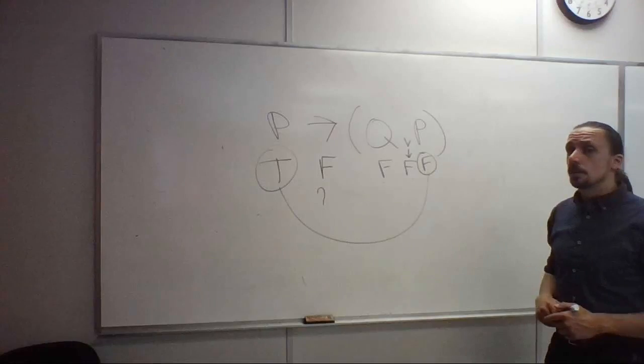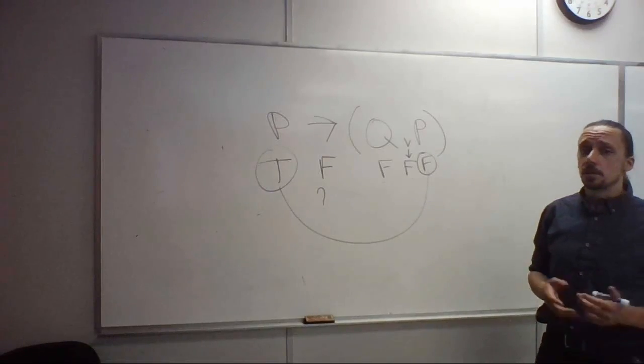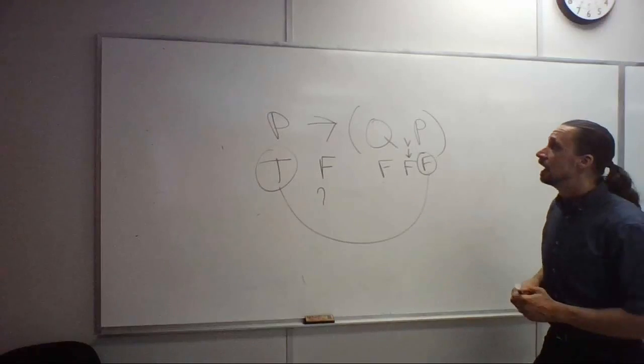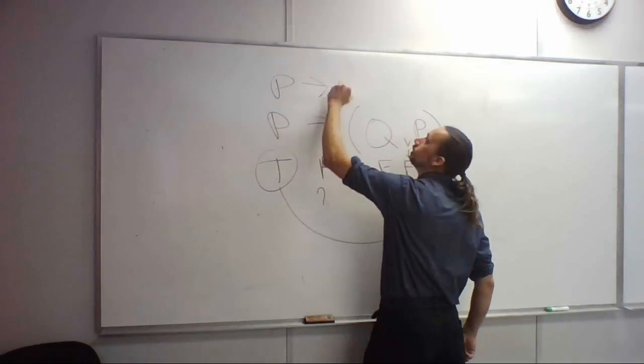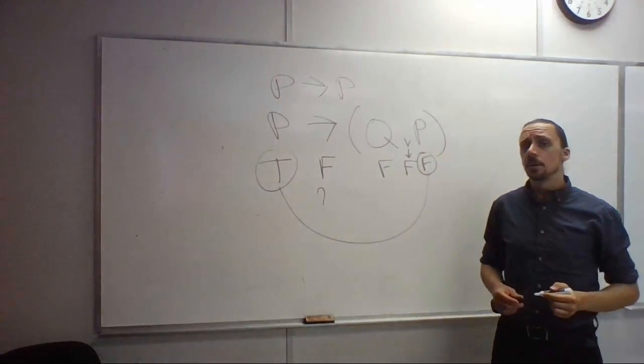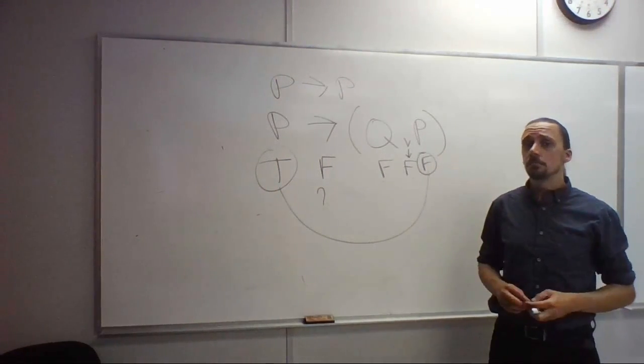But roughly, the assumption that this sentence is false leads to a contradiction, which is more or less what you'd expect, because it kind of reduces to the sentence, if P, then P. And that's definitely a tautology. If P is true, then P is true. Yeah.